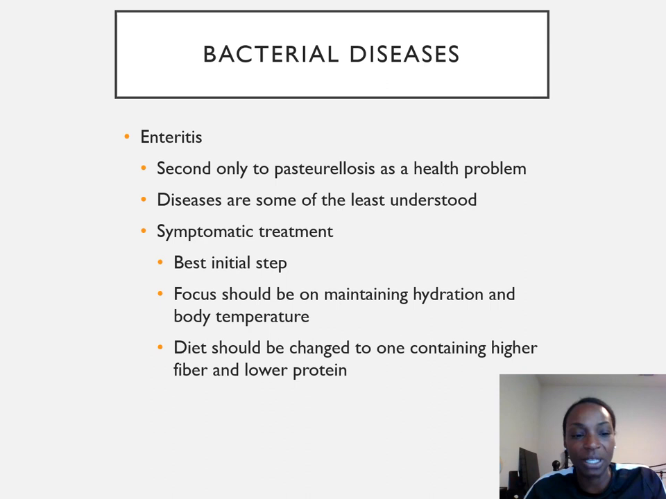The very first thing we need to do is make sure the animals maintain hydration and body temperature. If the animal has diarrhea, they will be losing a lot of warmth through that, so it's important to keep them warm and also to keep them hydrated. Lastly, we know that diet change could help here. With our rabbits, we like to feed them a higher fiber diet and a lower protein diet. A lot of times this can help cure, or at least help maintain or not prolong, any type of enteritis that they may have.